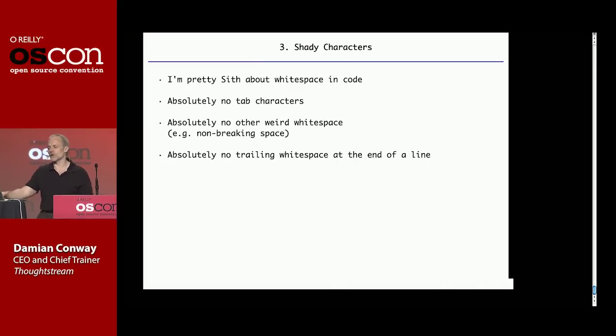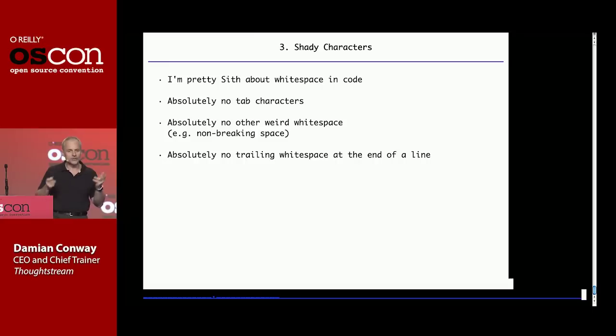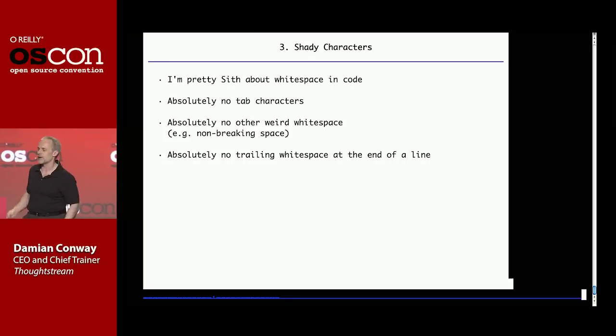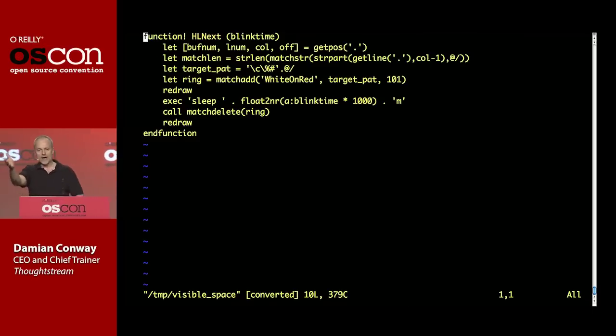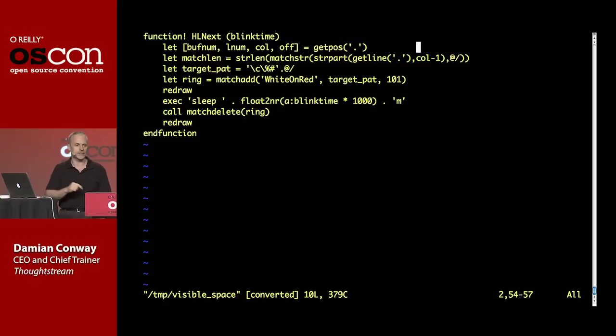The next thing I want to talk about is white space in code. I'm really obsessive about white space. I do not use tab characters. I've always got expand tabs turned on. I don't like other kinds of weird non-breaking spaces in it. And I do not like trailing white space at the end of the line. So when I have a file like this, I don't want there to be tabs in it. And I sure as heck don't want there to be a whole lot of white space at the end of the line. So how can I tell that that's happening in my files?